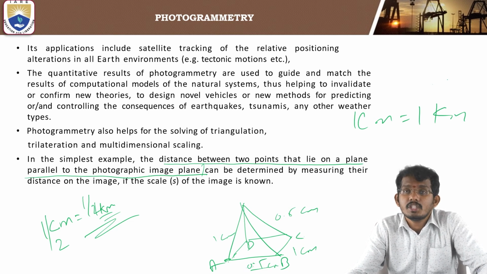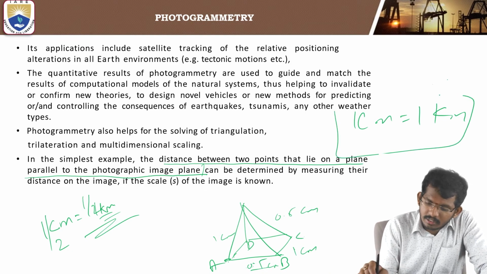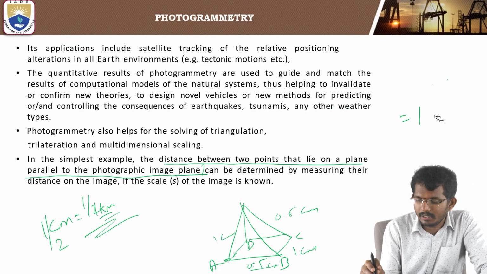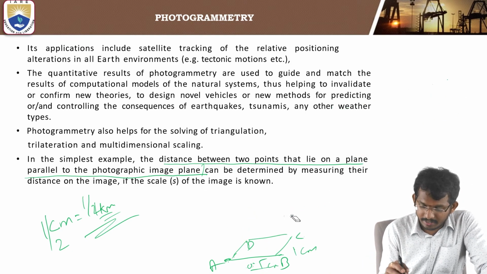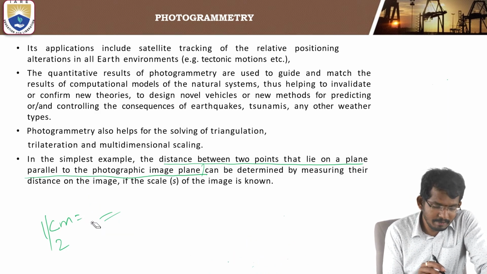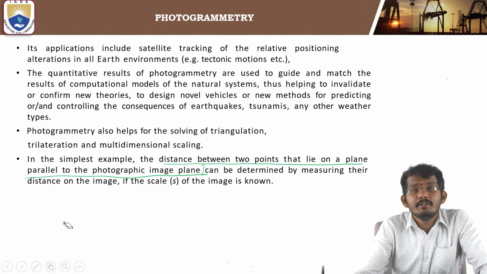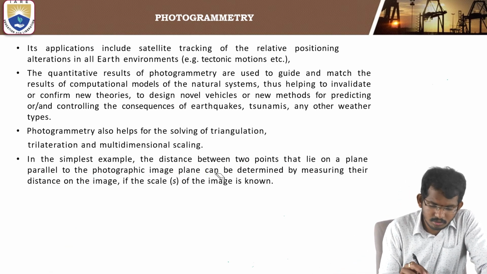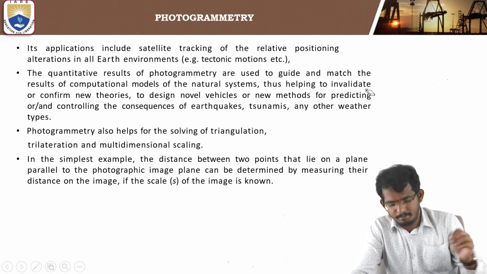The scale of the image is known. So you should know the scale of the image, whether it is 1 centimeter to 1 kilometer, or half a kilometer, or 10 centimeters, whatever it is. If the scale is known, with the help of photogrammetry we can measure the distance between those two objects on the photo imaging plane.